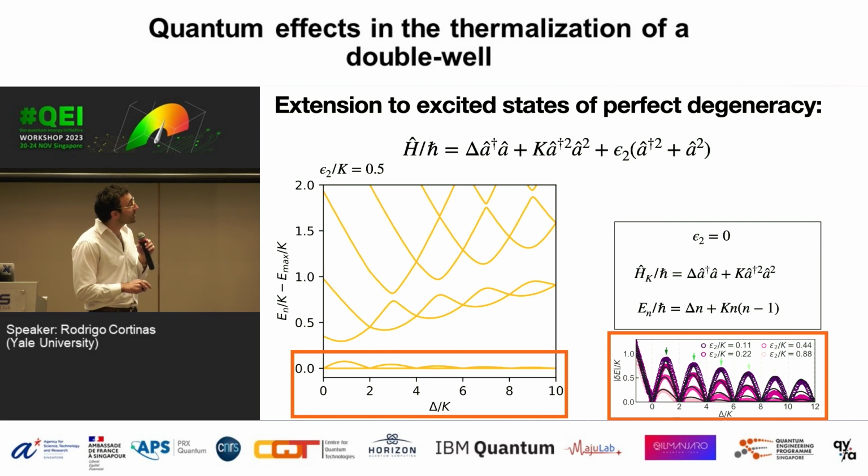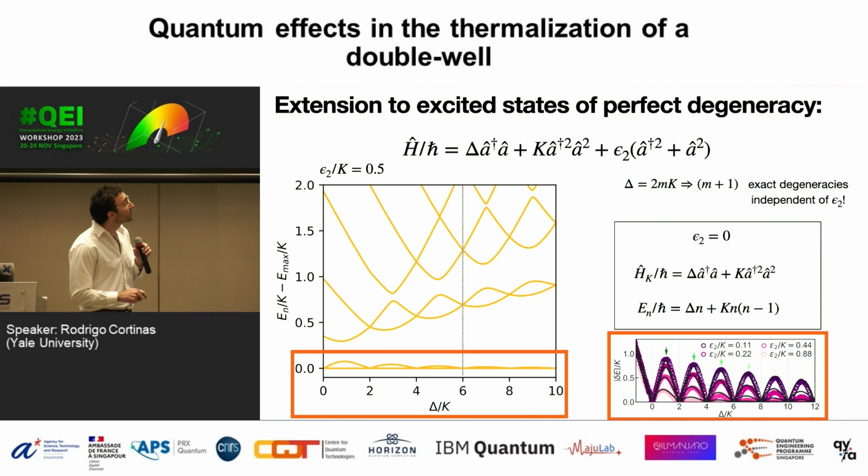But now I want you to see that these crossings also happen for the excited states, okay? And actually, they're completely independent of the amplitude of the squeezing. In fact, the formula for these degeneracies is delta equals 2m times kappa. So every time I have an even number here, I'm going to have degeneracies. In fact, if m is an integer and delta is equal to 2m kappa, an even multiple, then I have m plus 1 exact degeneracies in the spectrum. So here I have 1, here I have 2, here I have 3, here I have 4. And they are completely independent of epsilon 2.